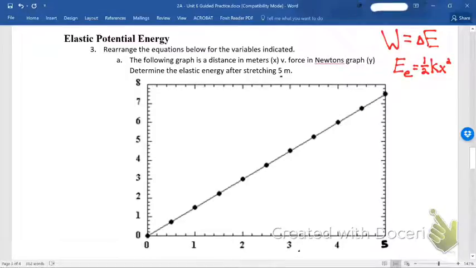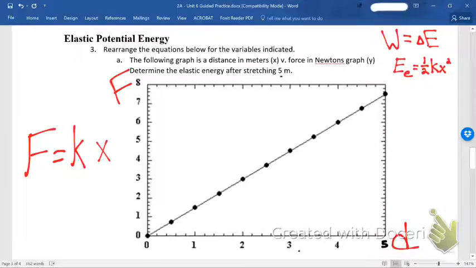This problem here says the following graph is a distance in meters versus force in newtons graph. It's a little backwards there. So the distance in meters it says is x, and the force in newtons it says is y. And it says determine the elastic energy after stretching 5 meters.